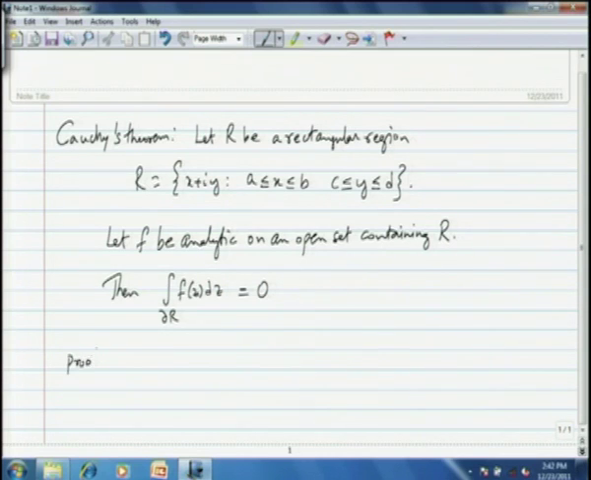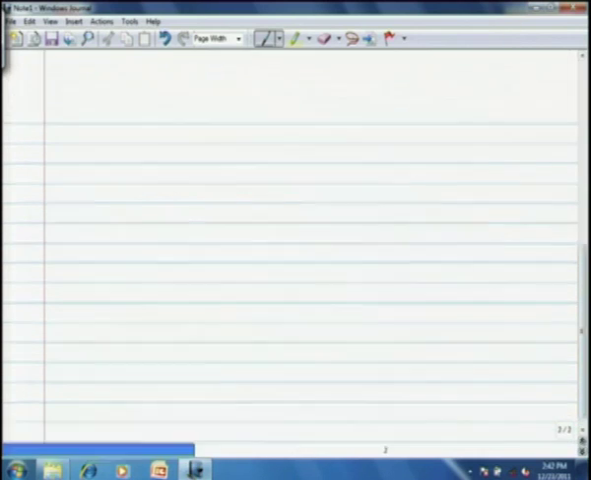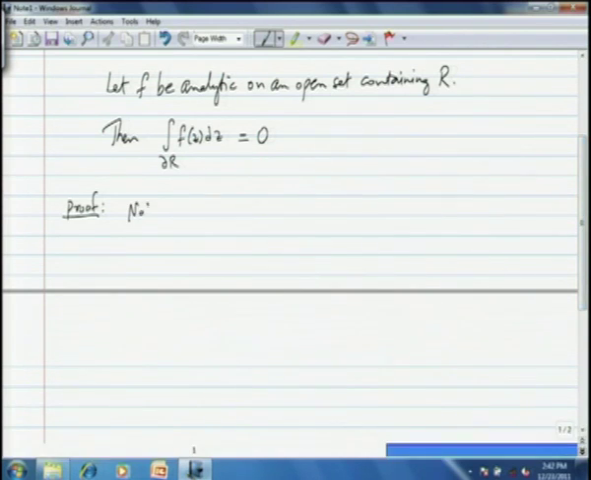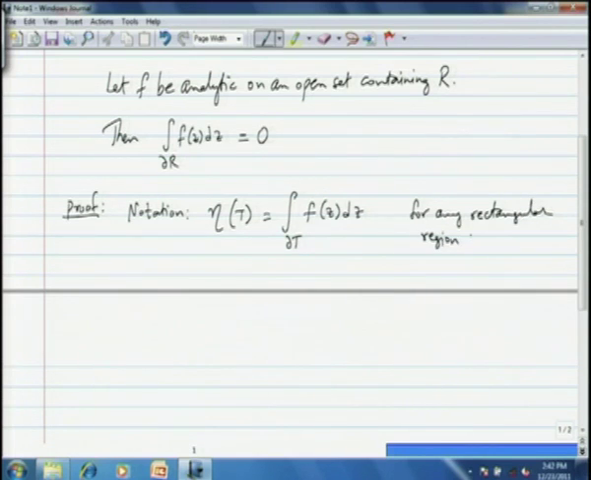So, here is the proof of the theorem. Let us start with a notation, just to avoid writing too much. Eta of T, for some rectangular region T, is essentially the contour integral along the boundary of T of f of z dz. Okay, so, that is the notation I will use.